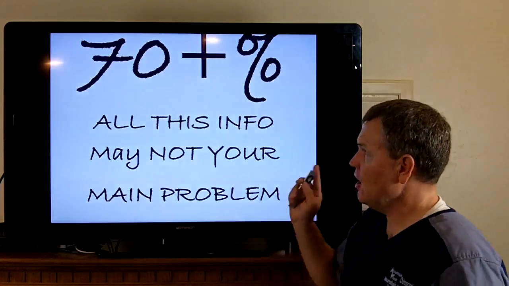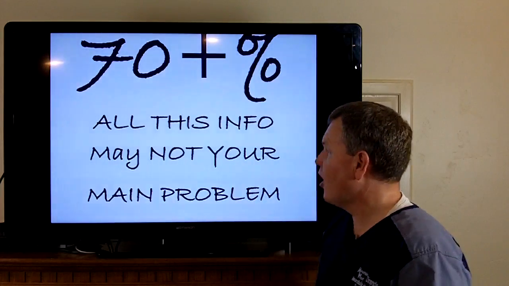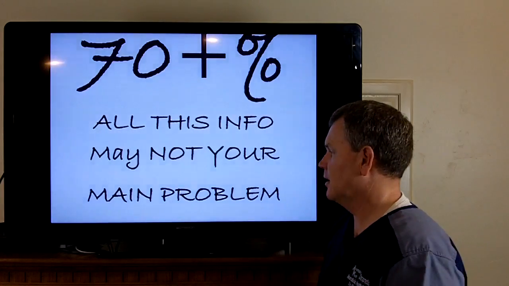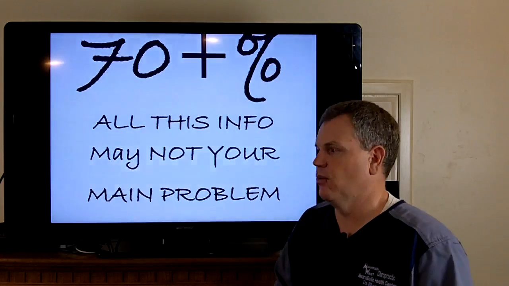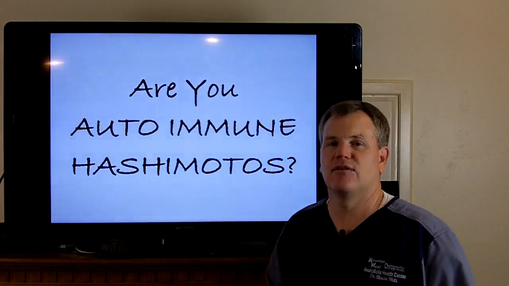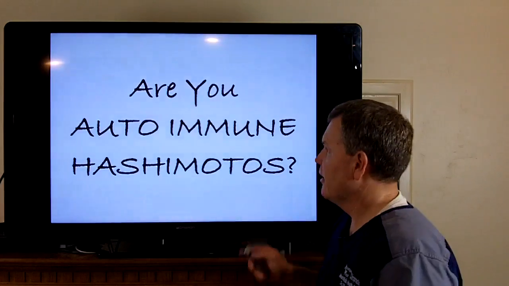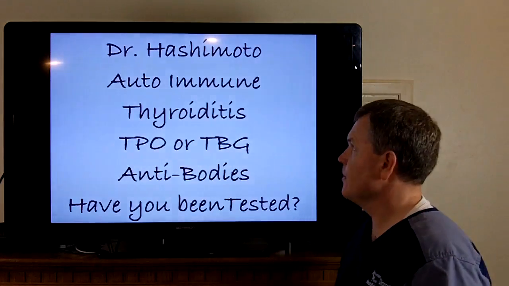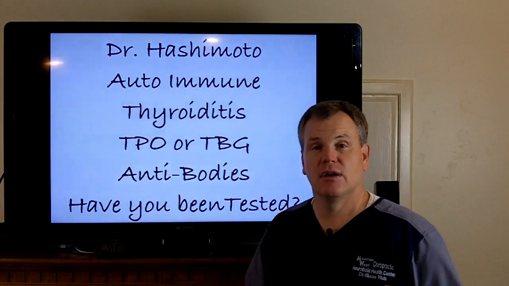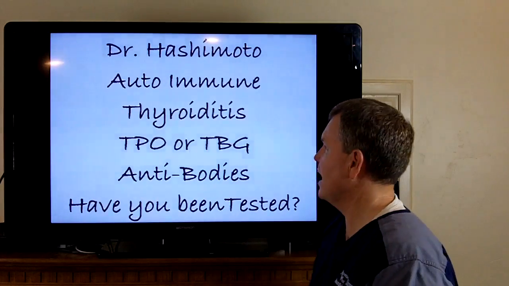Now, as I was saying in part 1, for 70+% of you, all this info may not even be your problem. What is? Well, the biggest problem is autoimmune. And unfortunately, it's never checked, or very rarely checked. Hashimoto's is what it's called. Dr. Hashimoto discovered Hashimoto's in 1912. He named it after himself, right? That's what a lot of the diseases did in the past.